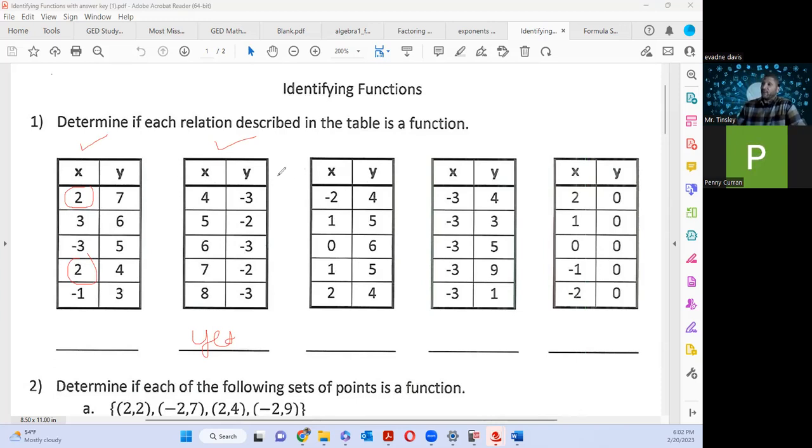So the third one, is that a function? Not a function. Why not? The ones repeat. How about the next one? Not a function. They repeat several times. And how about the last one? That's a function. Okay, so that's using the table. You are going to probably get a problem like that.